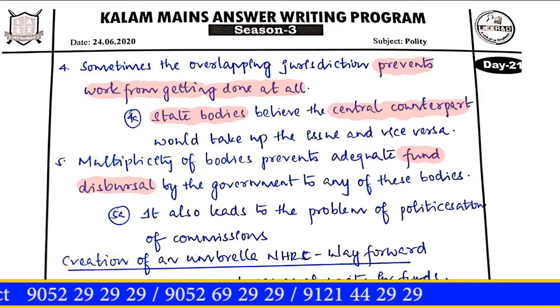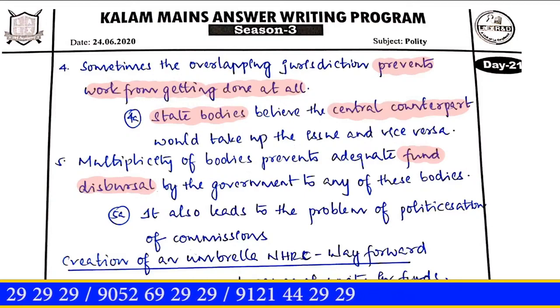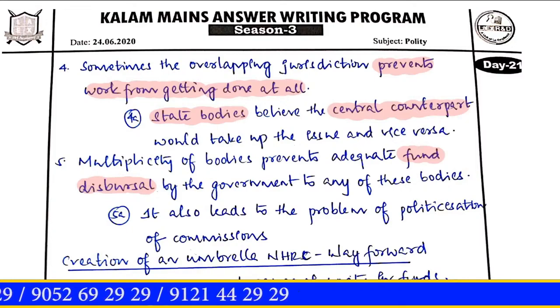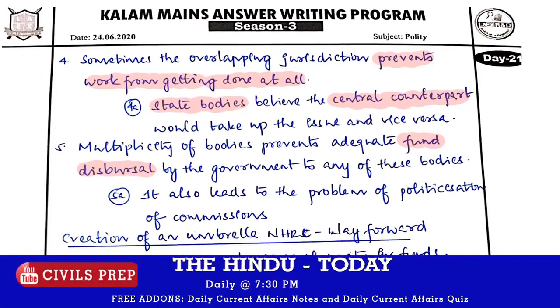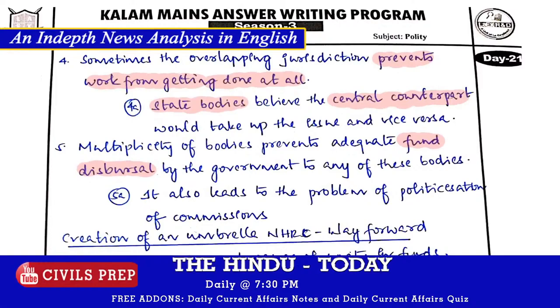You are basically fund starved. You already have to take care of the welfare expenditure. And if you want to give money for the maintenance of these bodies and for their functioning and for them to take care of their own responsibilities, you won't be able to do it because you don't have so much money. So you give thinly spread out funds to each of these bodies. So this is another problem they face.